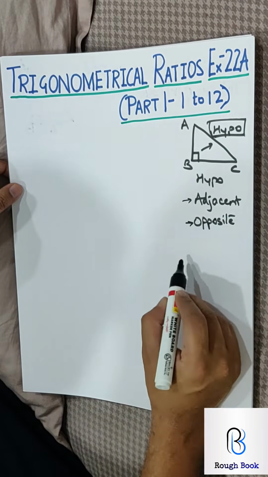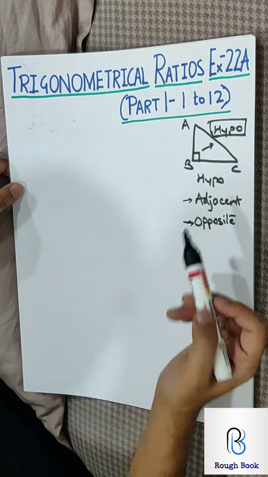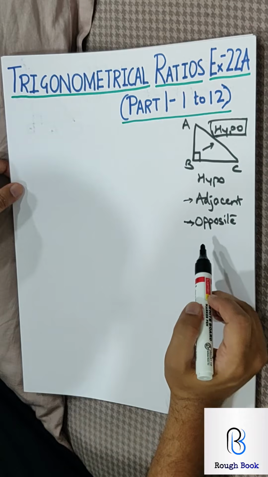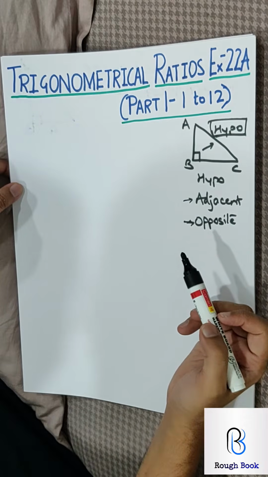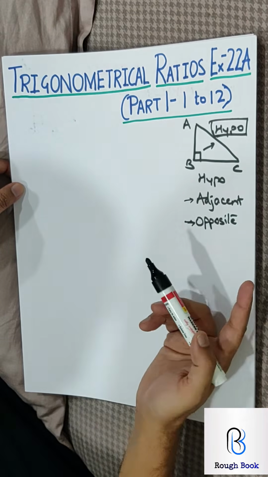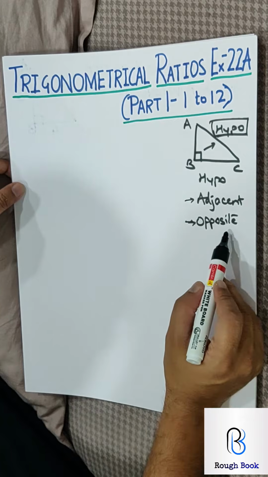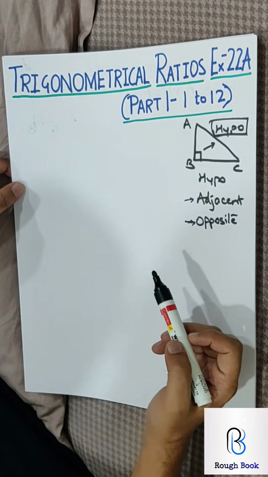Now what do you mean by adjacent and opposite? So if my question is which side is hypotenuse, you will say AC. Which side is adjacent? How many say AB? Okay. And how many say BC? Alright. Now both of you are correct and both of you are wrong also, because adjacent and opposite depends upon which angle you are talking about.